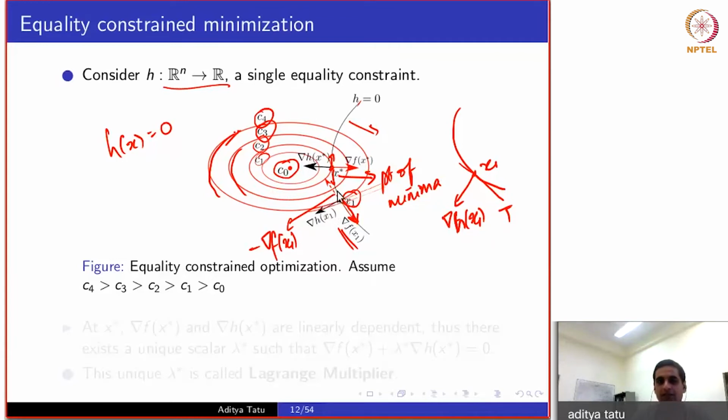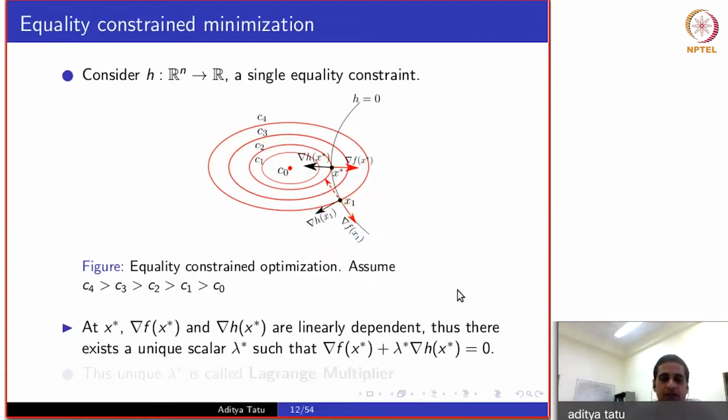So the conclusion here is the point of minima x star is such that the gradient of h at x star and the gradient of the cost function f at x star are aligned. They are either in opposite directions or in the same direction, whatever. So that is the condition. Although I have not done linear algebra before this, I hope you understand that that implies the same thing as saying that the vectors gradient of f and gradient of h are linearly dependent.